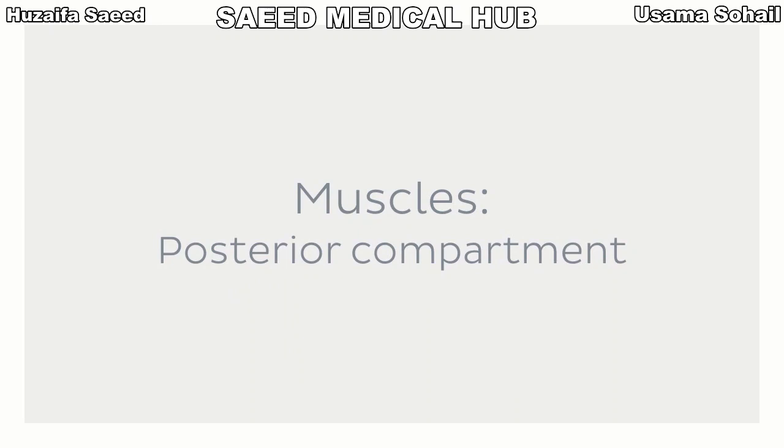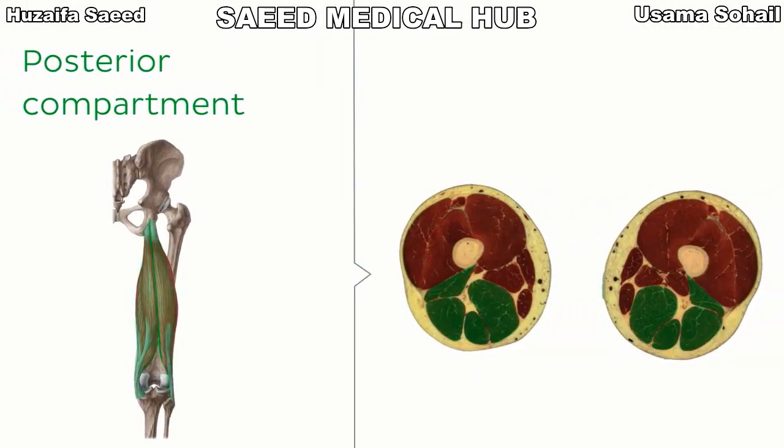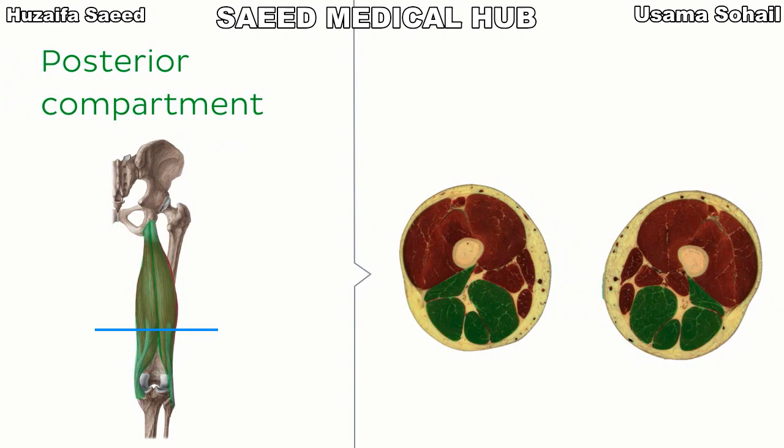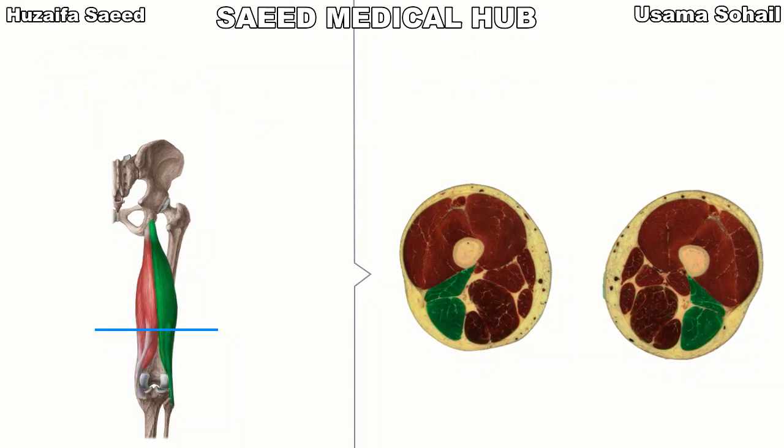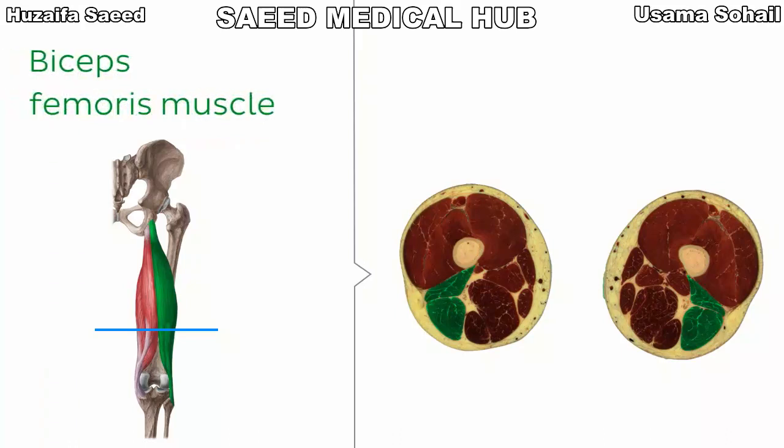Next up on our list will be the final group of muscles today, which of course are the muscles of the posterior compartment of the thigh. In the posterior compartment of the thigh, we will be examining 3 muscles, all of which contribute to the flexion of the knee joint. The first muscle we will be looking at in this region is the biceps femoris.